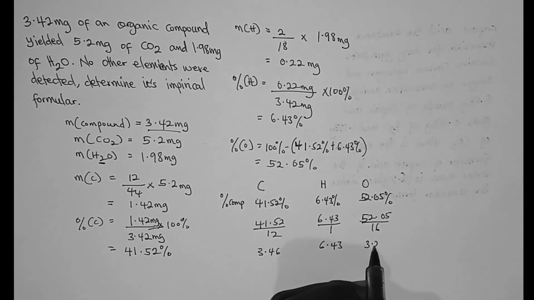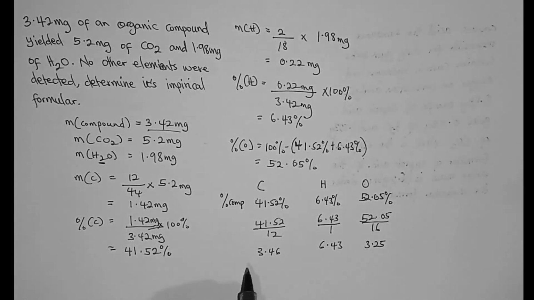That is 3.25. And the next thing is you take the smallest among the three and then divide through each of them by the smallest. So in this case, the smallest is 3.25. So here will be 3.25 divided by 3.25. And here is 6.43 divided by 3.25. And this place is 3.46 divided by 3.25.